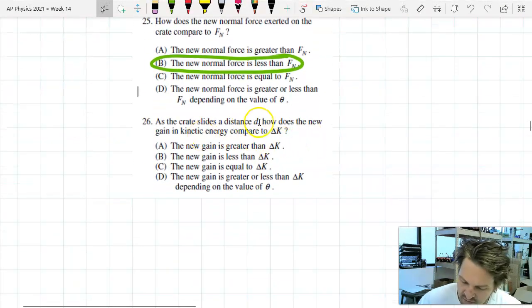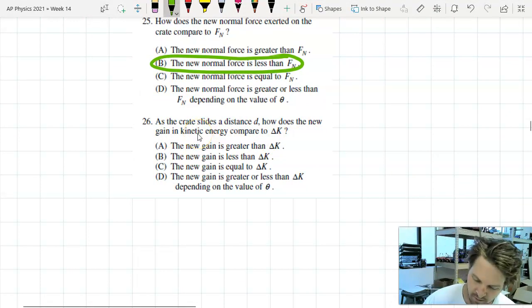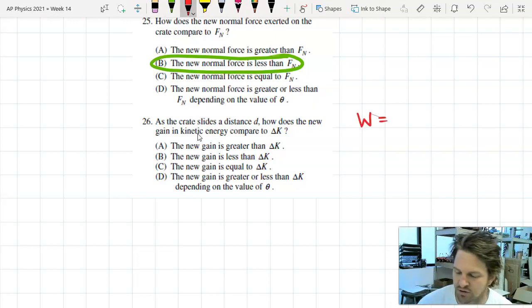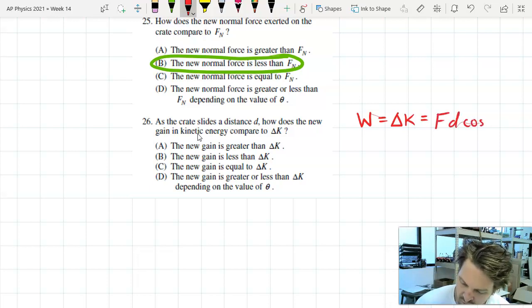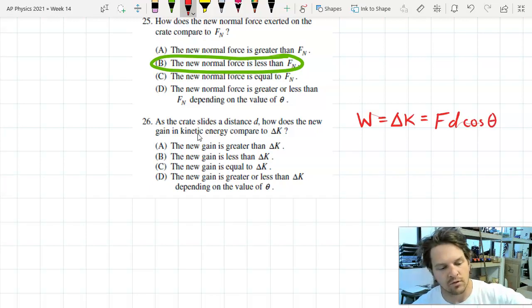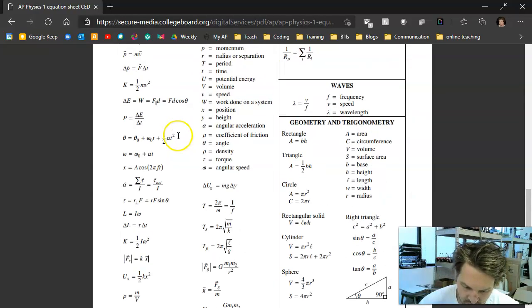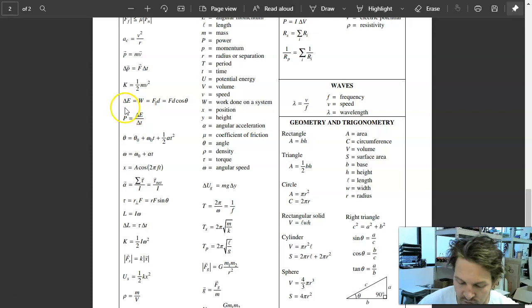As the crate slides a distance d, how does the new gain in kinetic energy compare to the old one? Well, remember work. This is the work-energy theorem. Work is equal to the change in energy, so the change in kinetic energy, which is equal to F d cosine theta. And if you don't remember that, that equation is right here. If I know there's some type of energy change happening from a force, then I can take a look at this equation and be able to compute it.